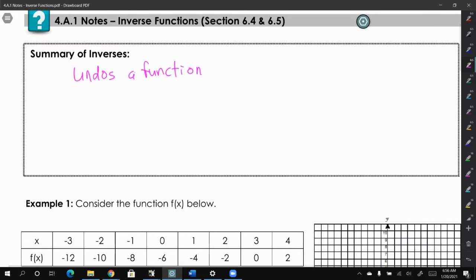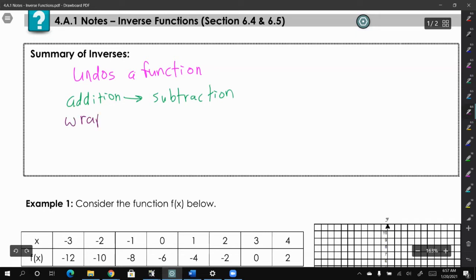Like when we subtract something from both sides because we see x plus 3. We subtract 3 from both sides. That's inversing. That's the inverse of addition when we subtract something from both sides. Like if we want to do the inverse of addition, we do subtraction. You can think about it, if you wrap a present, the inverse of that is unwrapping the present.